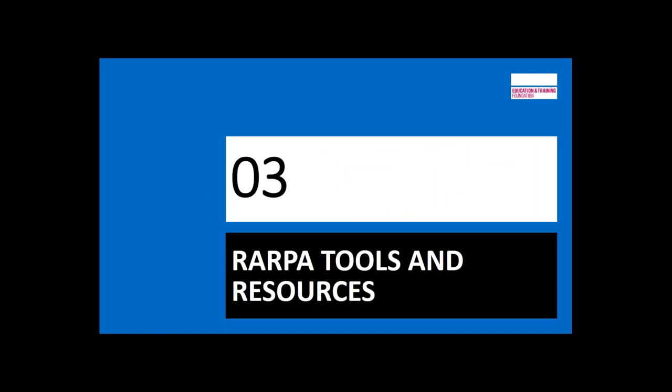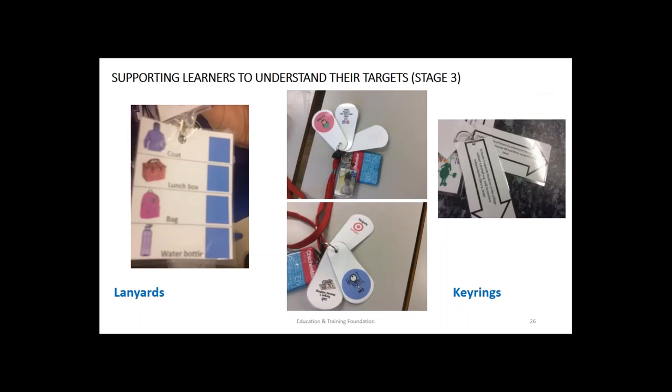I'd like to share with you some of the tools that we use to really make it learner focused. First of all, some of our learners like to wear lanyards. So we identify the targets, put them on a piece of paper, and then laminate the piece of paper. As you can see, the one on the left is a student that needs to do a schedule. They need to follow a schedule when they come in, so they're ready to start the class. The schedule is take off your coat, put your lunchbox away, put your bag under the table, and get your water bottle out. As you can see here, that's what they're working towards.